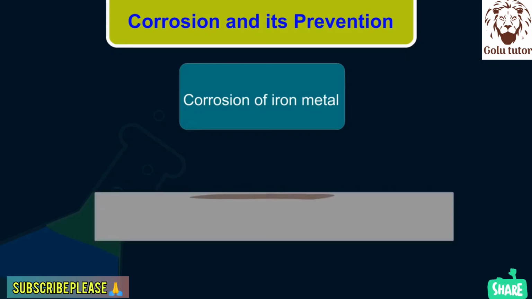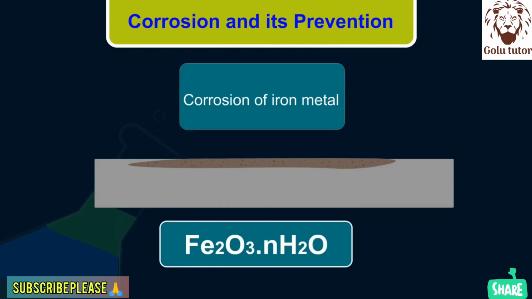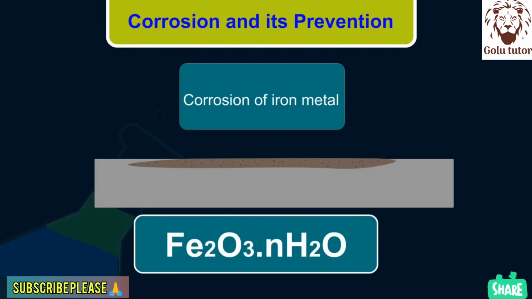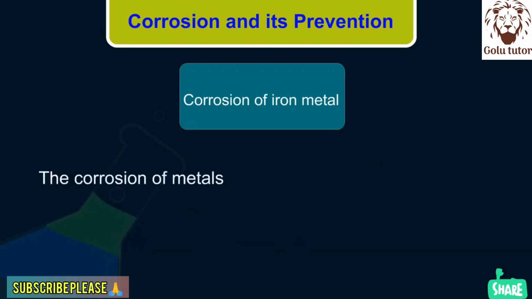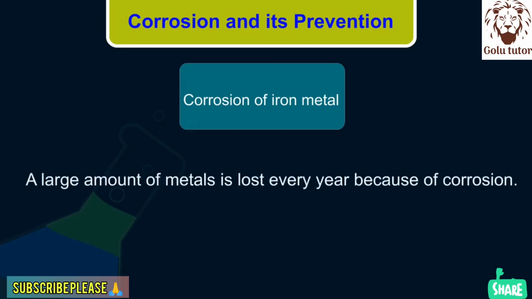Rust is soft and porous, and it gradually falls off from the surface, and then the iron below starts corroding. During rusting, iron metal combines with oxygen in air in the presence of water to form hydrated iron(III) oxide, Fe2O3.xH2O. The corrosion of metals is a highly undesirable process. A large amount of metals is lost every year because of corrosion.